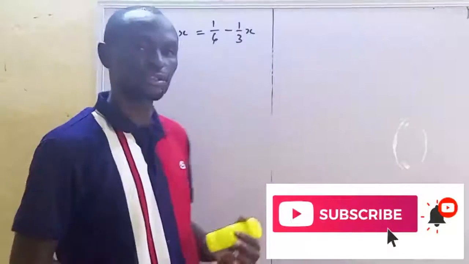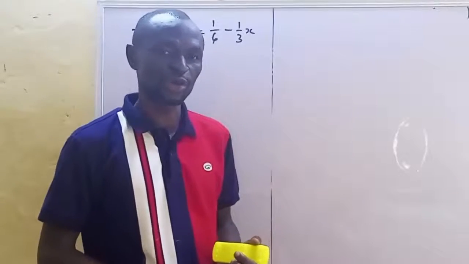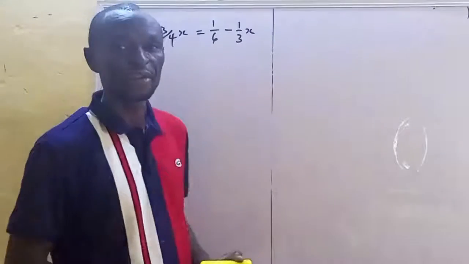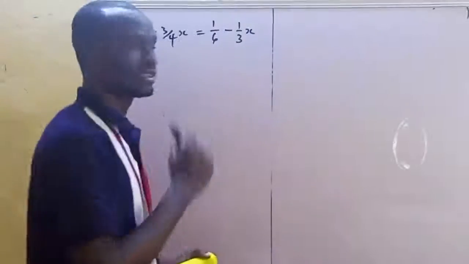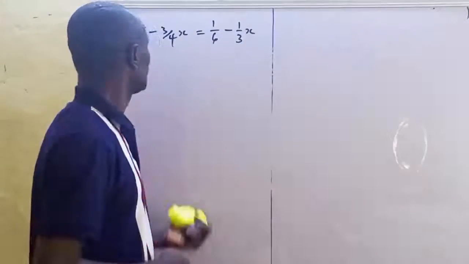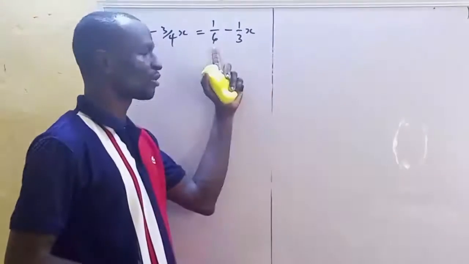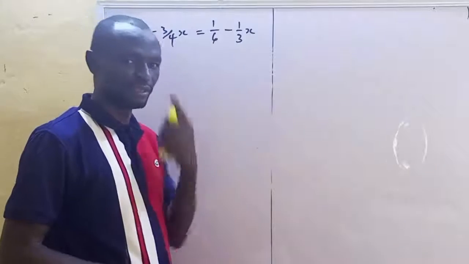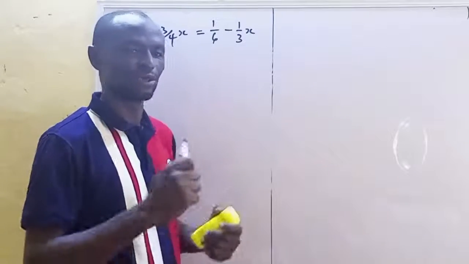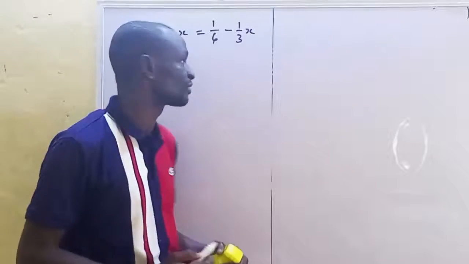Today, I have this question. X squared minus 3 over 4x equals 1 over 6 minus 1 over 3x. Don't worry and don't get intimidated. It's very, very simple. It's another quadratic equation. The moment I have my x squared, I have my x, and I'm seeing a constant saying 1 over 6, the next thing that triggers in my mind is a quadratic equation. But let's rearrange it and make it convenient for ourselves.